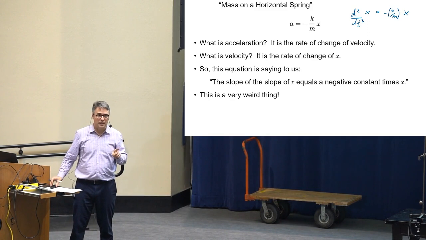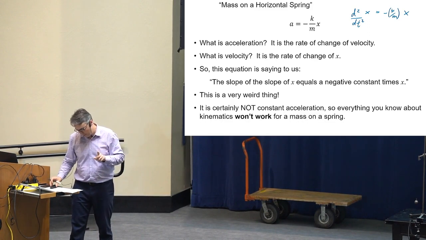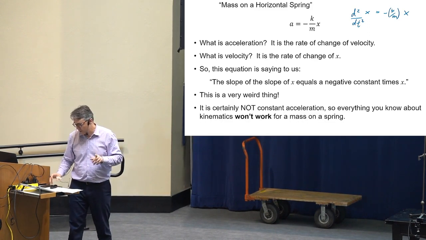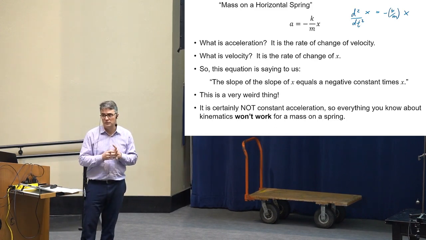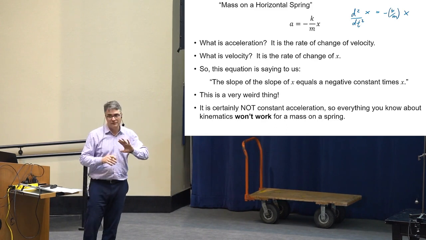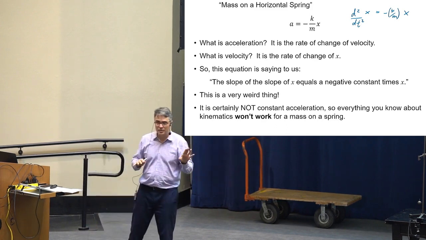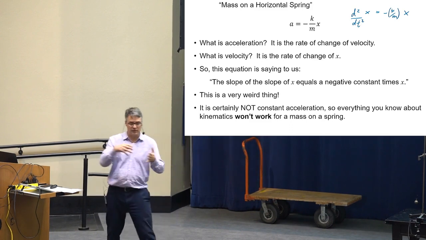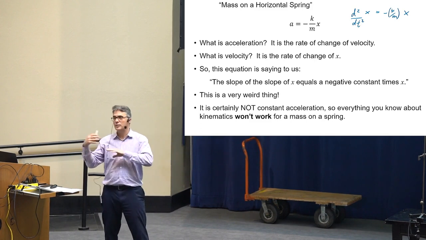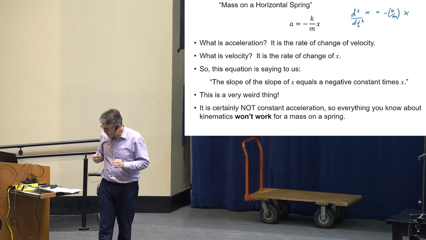This is a weird thing, and it's not constant acceleration. You can't use any of those equations from chapter 2. It's not going to work. A is not constant. So forget about equations of constant acceleration. Don't use them when you're doing simple harmonic motion, because the force is variable, right? And so the acceleration is always changing. So what are you going to do?